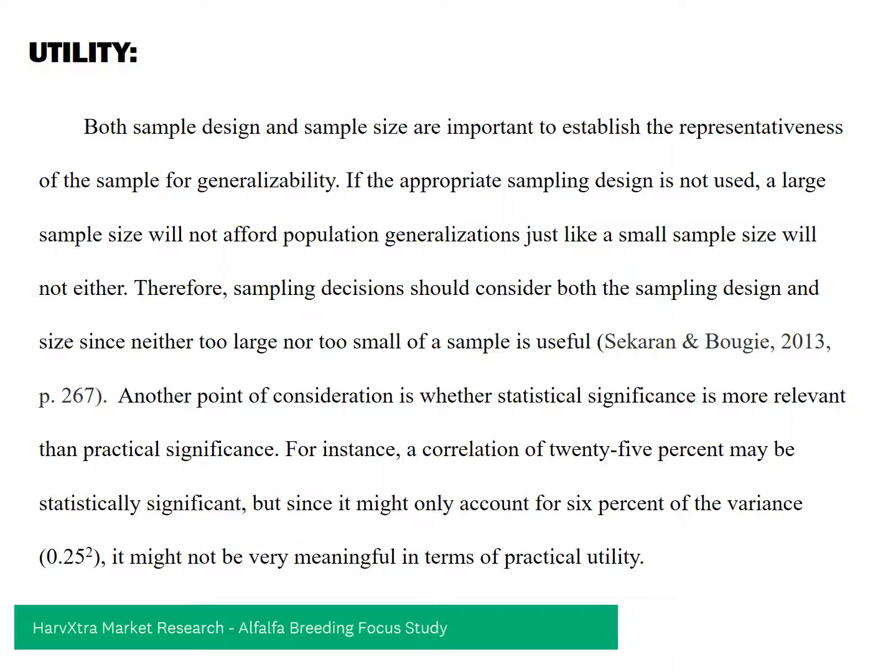Another point of consideration is whether statistical significance is more relevant than practical significance. So for instance, a correlation of 25% may be statistically significant, but since it might only account for 6% of the variance, it might not be very meaningful in terms of practical utility.